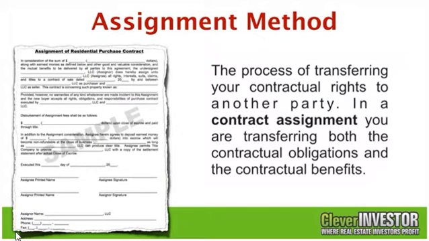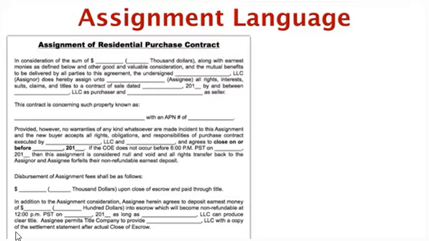An assignment of contract is defined as the process of transferring your contractual rights over to another party, and by doing so, you're transferring both the contractual obligations and the contractual benefits. In other words, you step out of the deal and the new cash buyer steps into your shoes. You get paid your assignment fee, and the cash buyer gets a deal served up to him on a silver platter.